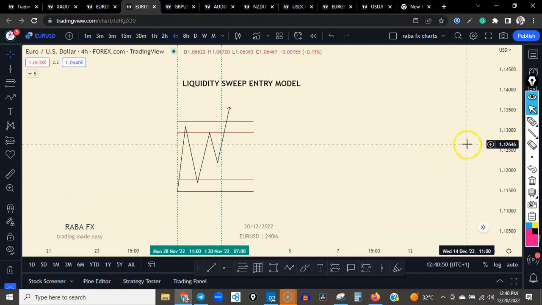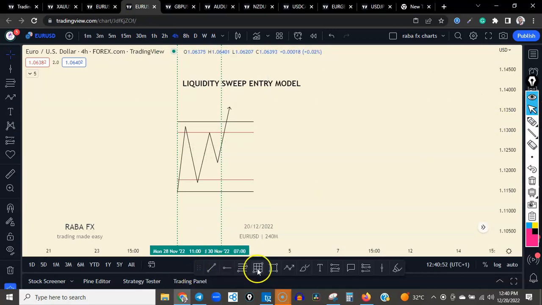The first entry model is the liquidity sweep entry model. How does this work? When you watch price break above within the range after the session, these two lines represent the 1 hour time frame, and price came up and closes above, either here or here.